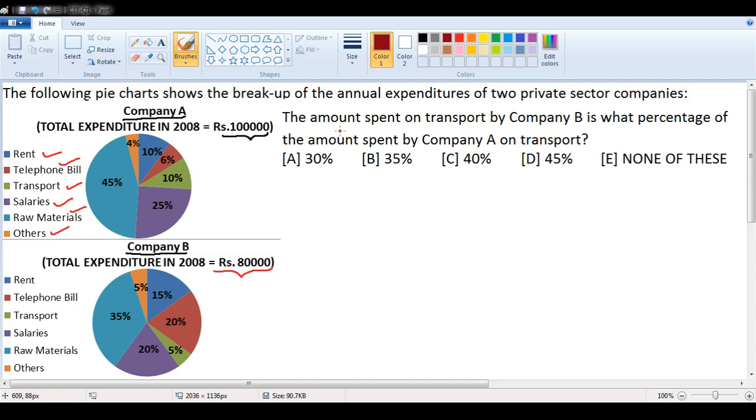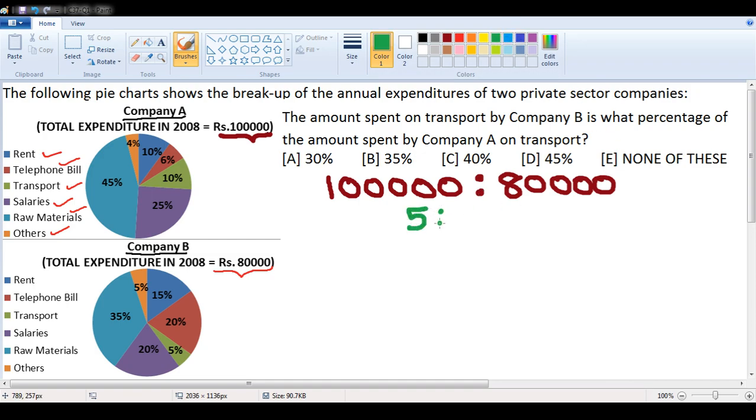Now see here, the first question. Before solving it, as I told in my previous class, one thing should be very clear for every student watching this video: you should make a roadmap immediately once you get this caselet. Company A total expenditure is 1 lakh, similarly company B total expenditure is 80,000. Can I say that the ratio of expenditure of company A and B is 1 lakh is to 80,000, which is nothing but 5 is to 4?